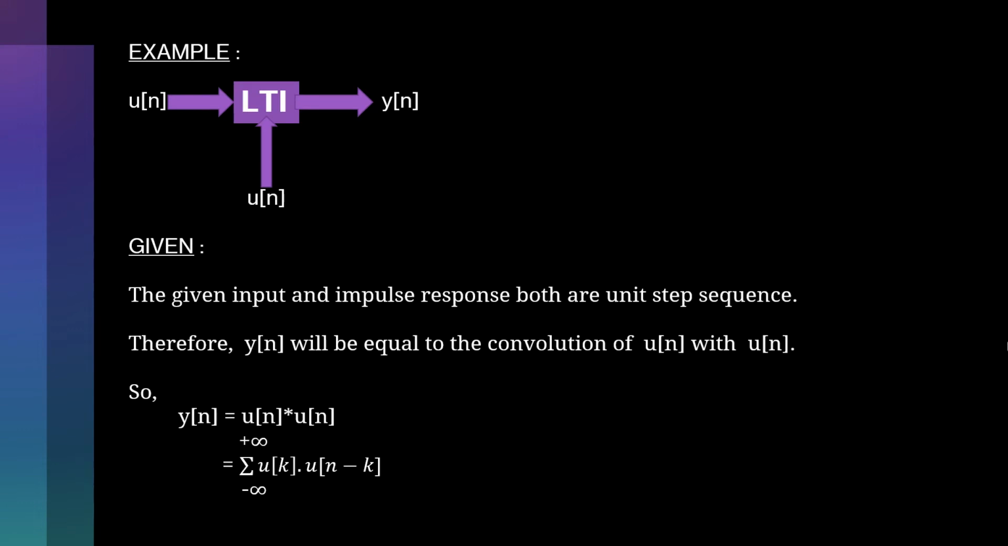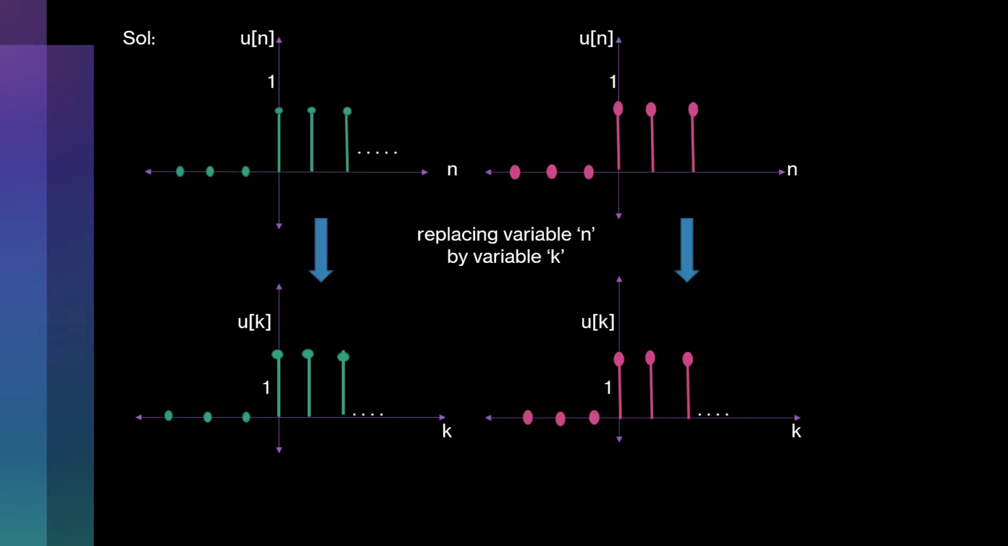Let us discuss an example now. In the following question, we need to calculate y of n. The given input and impulse response are both unit step sequences. Therefore, y of n will be equal to the convolution of u of n with u of n. So y of n will be written as shown. Let's see the solution now.